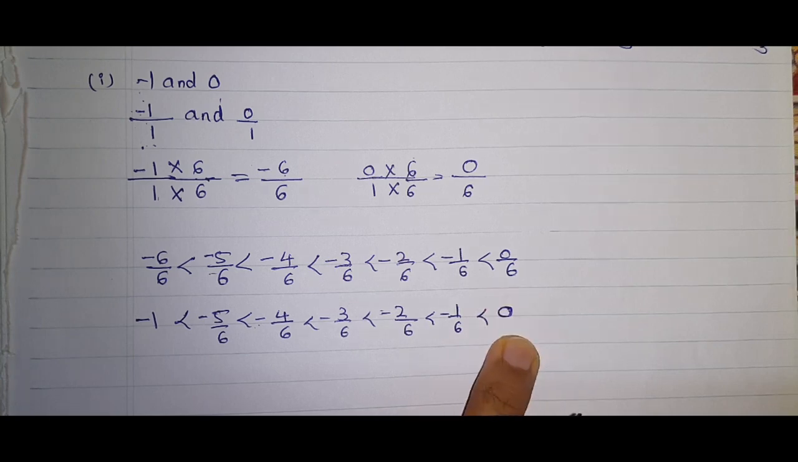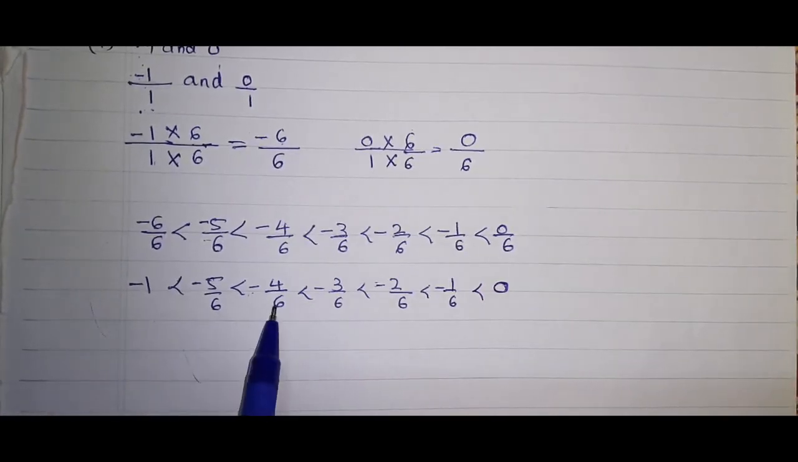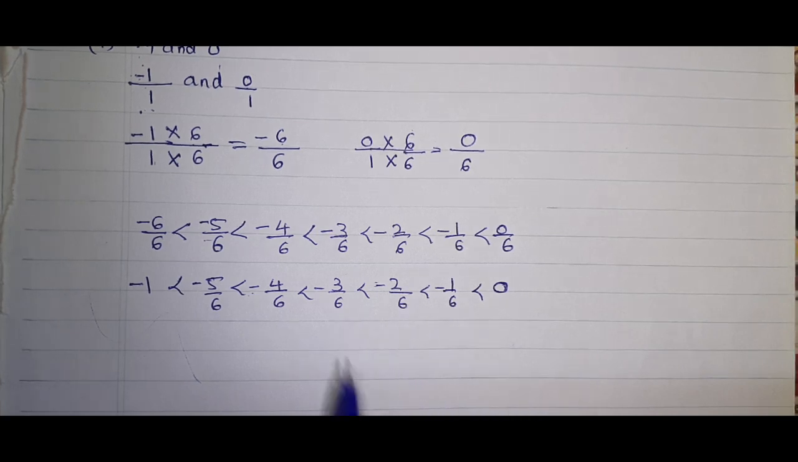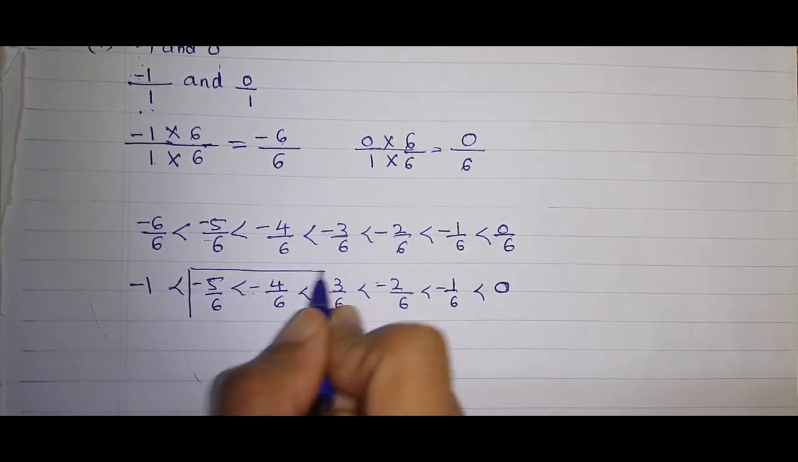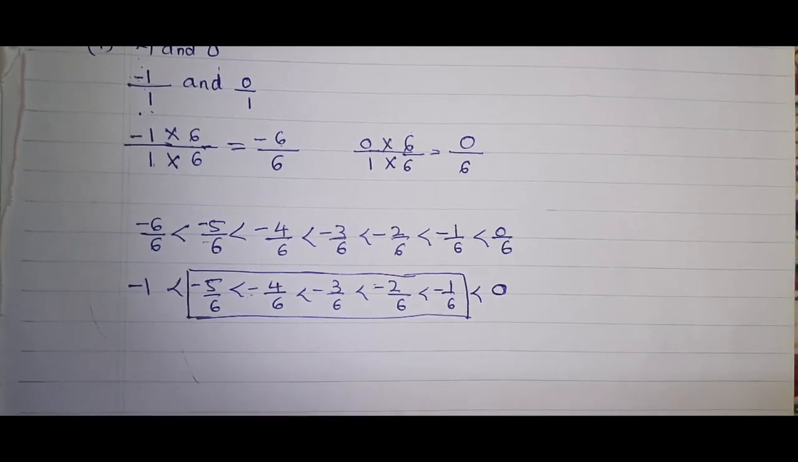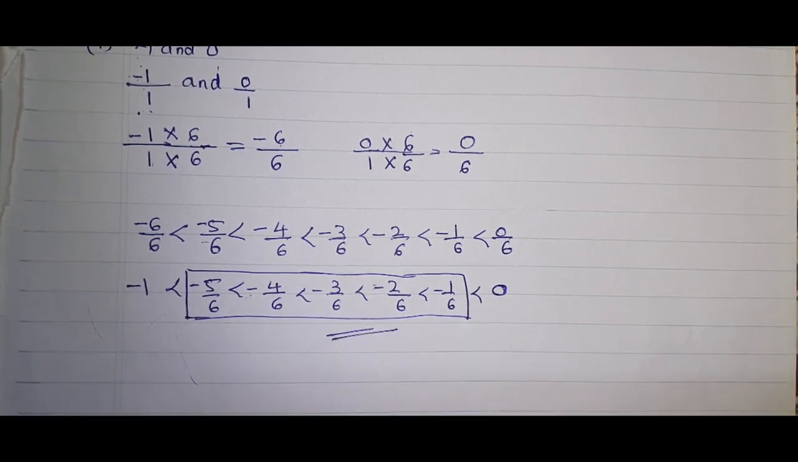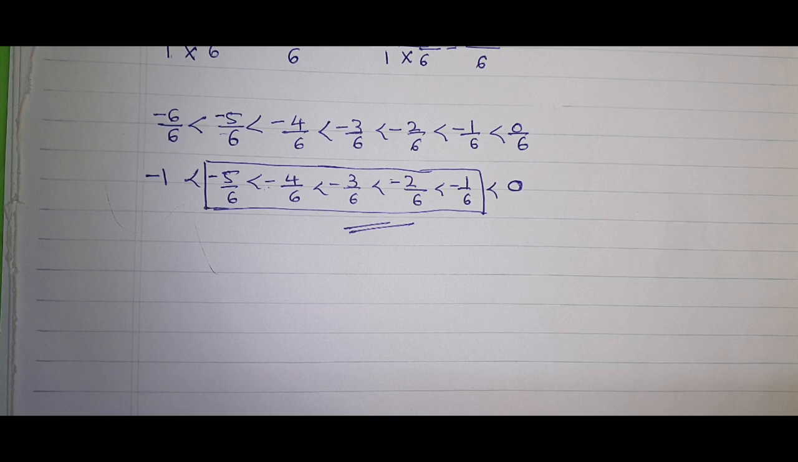So 0 by 6 is nothing but 0 itself. Now we got 1, 2, 3, 4, 5. So we got 5 rational numbers between minus 1 and 0. This is the final answer for the first one. Now let us move to the second one.